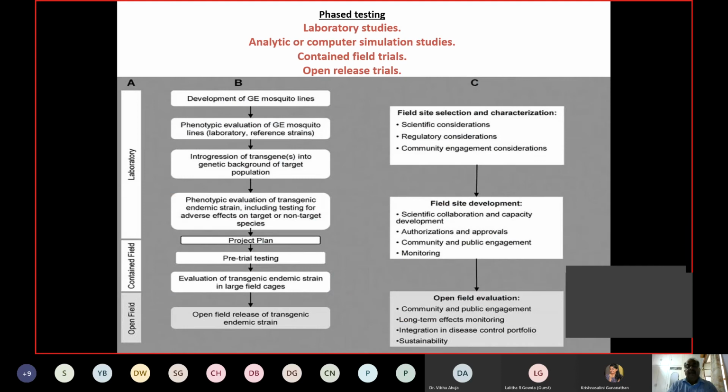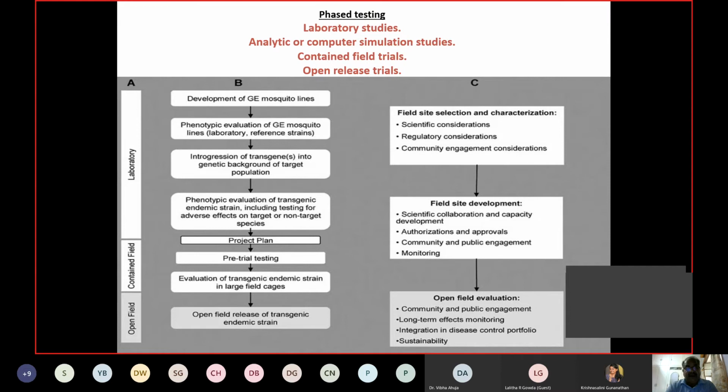So these are the various steps of the laboratory studies. As I said in the previous slide, we had four major components of study: the development of the genetically engineered mosquito lines or population. It will progress to phenotypic evaluation of GE mosquito lines. Then the next step will be integration of transgenes into the genetic background of the target population. And finally, the phenotypic evaluation of the transgenic endemic strain, including testing for adverse effect on target or non-target species.